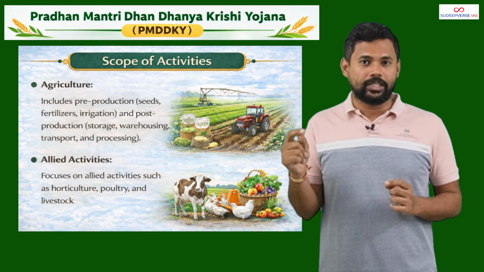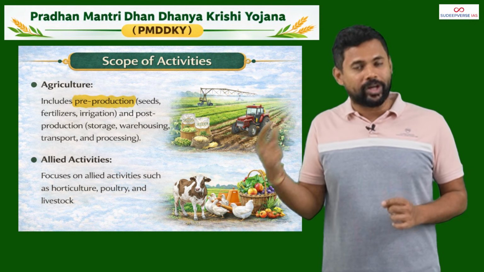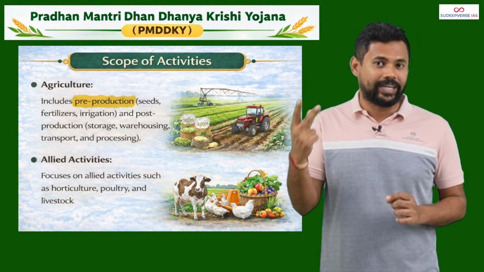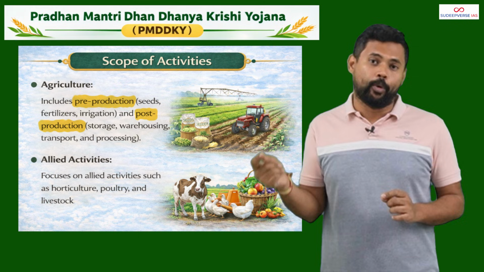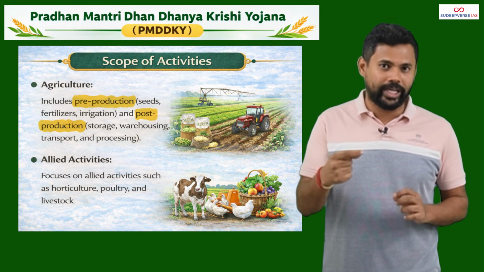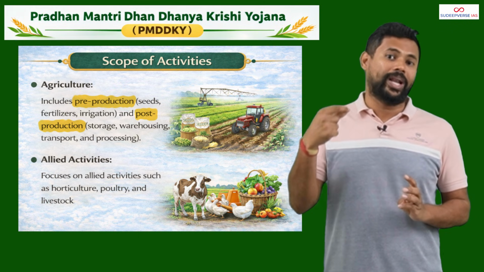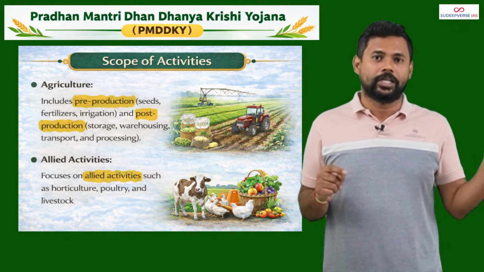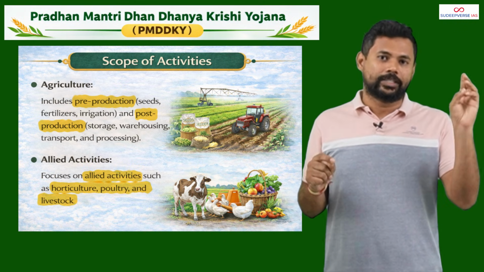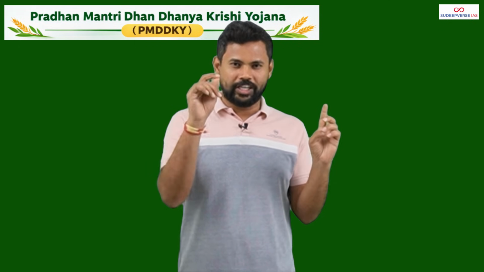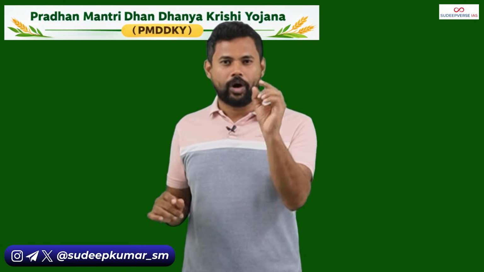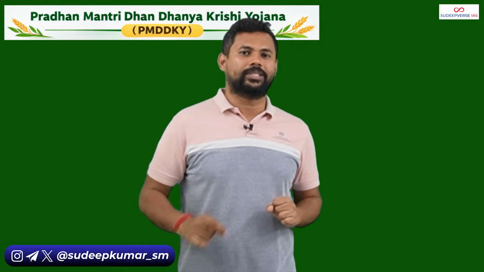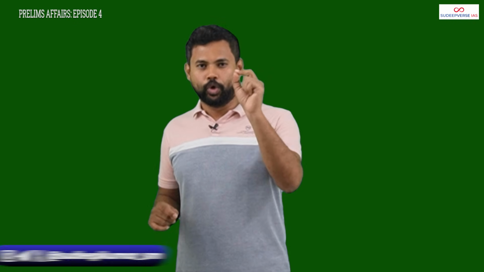Now when I say agriculture, it involves both pre-production activities like seeds, fertilizers and irrigation, and also post-harvest activities like storage, warehousing, transport as well as processing. And this program also focuses on livelihood activities like horticulture, poultry as well as livestock. So this gives you the prelims perspective of how questions can be asked from Pradhan Mantri Dhan Dhanya Krishi Yojana.